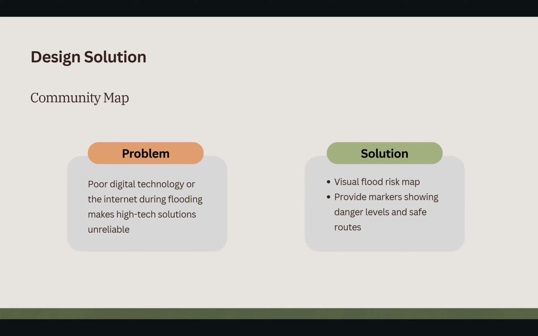Next. The last one is the visual community map. During a flood, technology or the internet often fails. A printed flood risk map with danger markers and safe routes offers a reliable low-tech alternative when there are any technical issues.